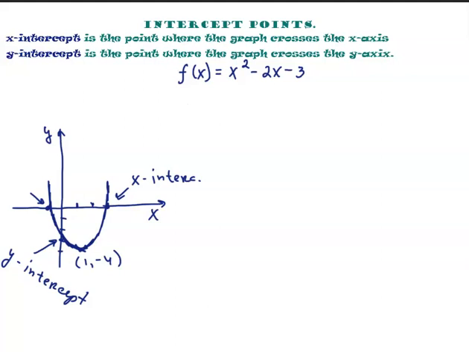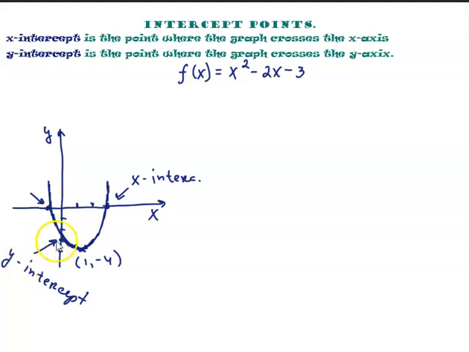In this video, we're going to focus on intercept points. So what are the intercept points? There is an x-intercept point, the point where your graph crosses the x-axis, and there's a y-intercept point where your graph crosses the y-axis. So what's so special about those points, the intercept points?